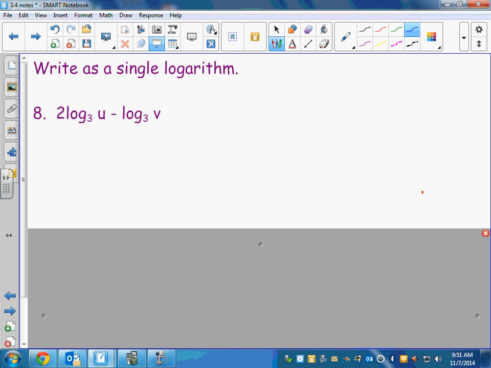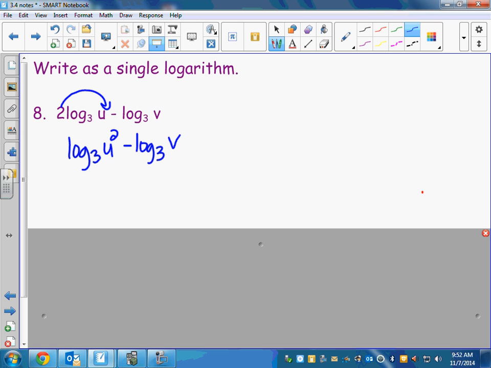When you're putting them back together, it's important to put your exponents back first so that you don't square the whole thing when you shouldn't. Or if you're super cool, you can do it all at once. When I see a number out front, I know that I can put that back in as an exponent. So I could say that's log base 3 of u squared minus log base 3 of v. And then subtraction goes back together as division.